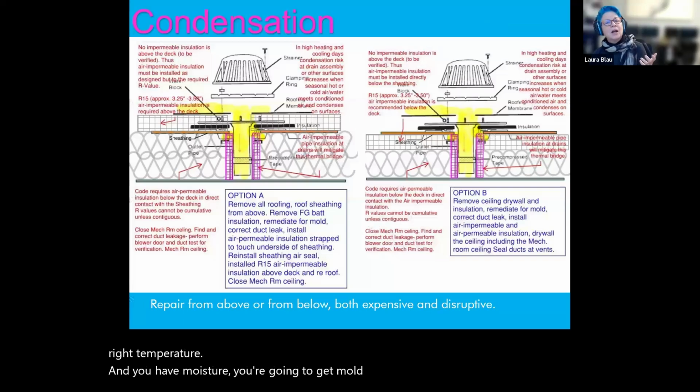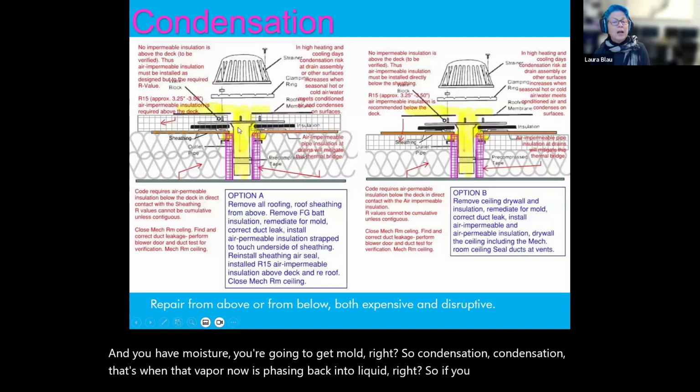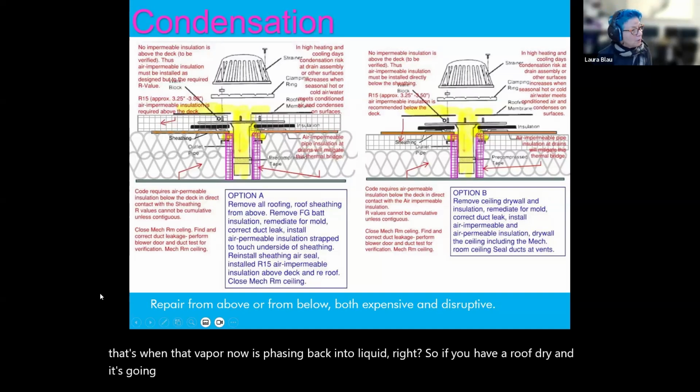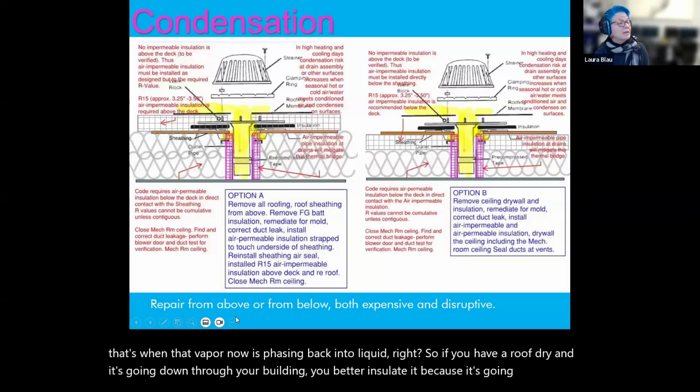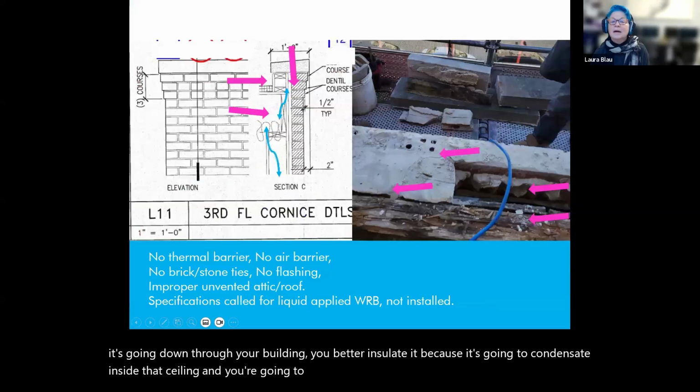So condensation, that's when that vapor is phasing back into liquid, right? So if you have a roof drain going down through your building, you better insulate it, because it's going to condensate inside that ceiling and you're going to have a mess.